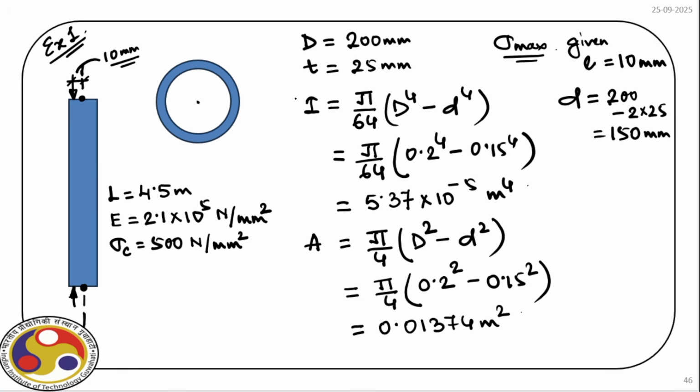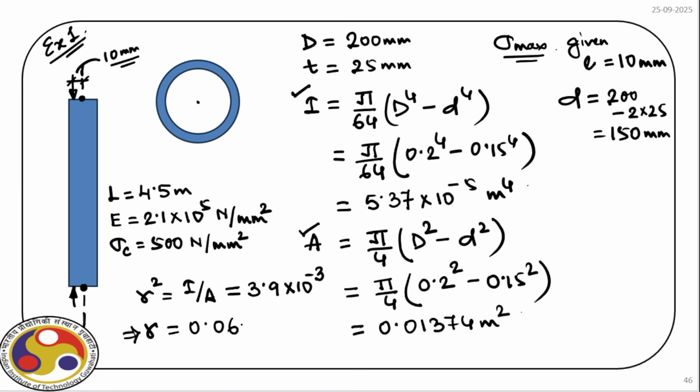Now, from capital I and capital A, we can find out r square, which is equal to I by A. And if you find out this, you get 3.9 into 10 to the power minus 3. So r is equal to 0.063 meter. Okay.